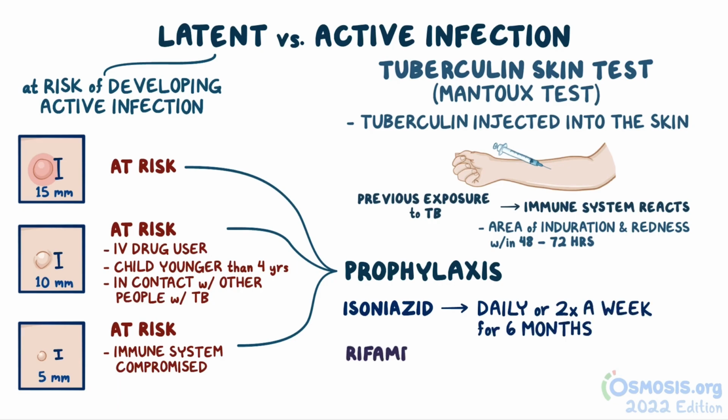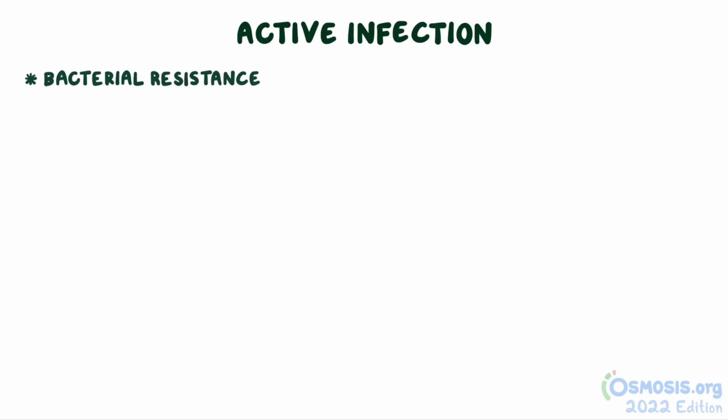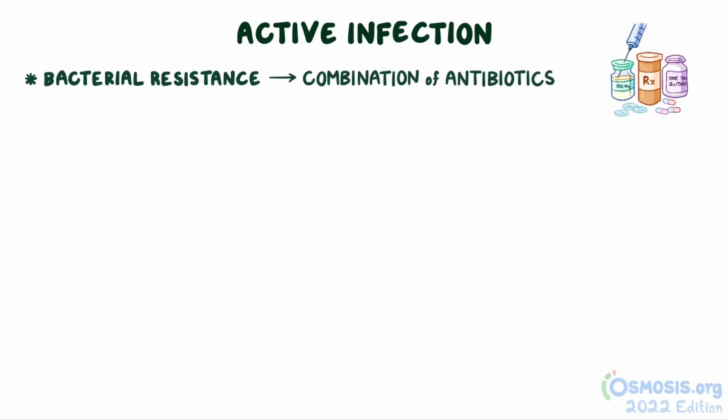Alternatives include rifampin alone or rifampin plus isoniazid daily for 4 months. On the other hand, for active infection, the treatment is a bit more complex. The main issue here is bacterial resistance. So, to avoid it, it's mandatory to use a combination of antibiotics.